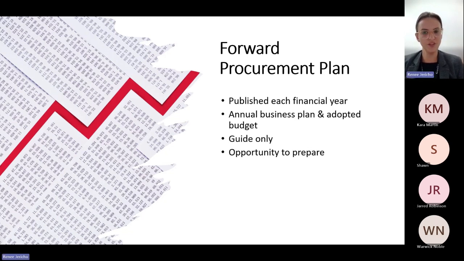Okay. So we've started publishing our forward procurement plan for each financial year on our website, usually around the start of August. The forward procurement plan is based on Council's approved business plan and budget, and also a review of the contracts that are coming up for expiry or renewal. It's important to note that the forward procurement plan is only a guide and that things might change through the year regarding what procurement method we're going to take or the timing of the market approach. But what it does is provide suppliers with an opportunity to see what is coming and prepare for that.